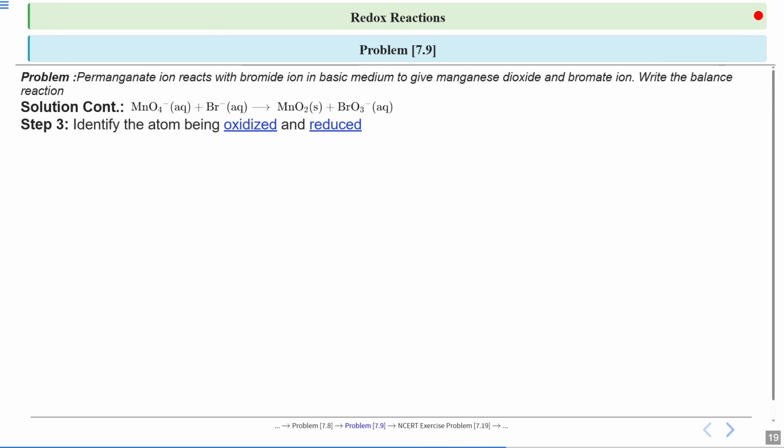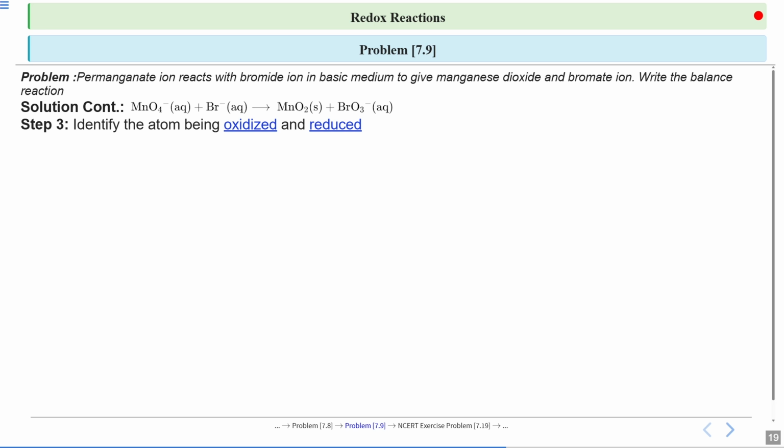after writing the skeletal equation and mentioning their oxidation numbers, we have to identify the atoms that are being oxidized and reduced. Keep in mind that all the steps are the same in the oxidation number method in both acidic and basic medium, except the one in which we are equalizing the ionic charge. So step 1 is the same, step 2 is the same, and again step 3, in which we are identifying the oxidized and reduced atoms.